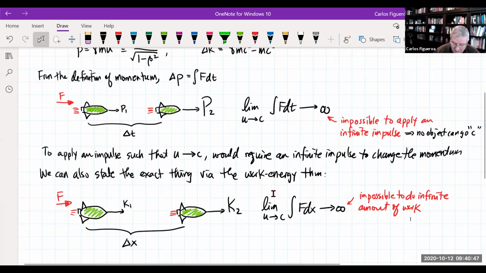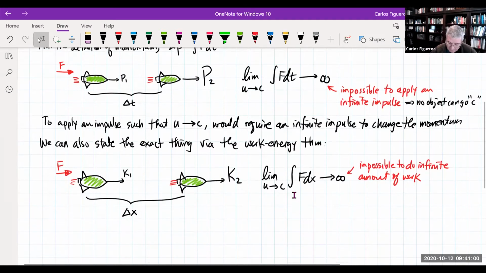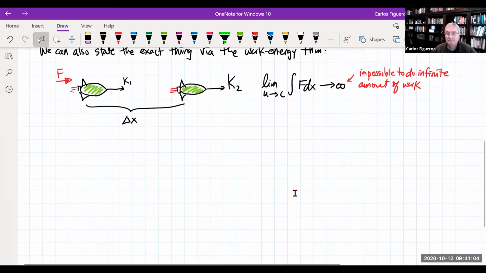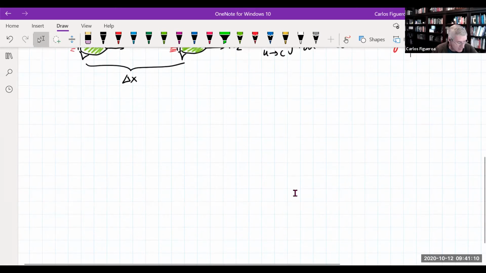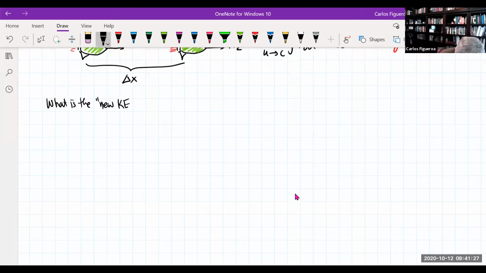So it doesn't matter how you look at this thing, it's still the same type of thing, that it requires an infinite amount of work or infinite impulse to change the momentum or to change the kinetic energy of an object. So that's the only way relativity tells you that massive objects cannot approach the speed of light. So then what we started to do here is we started to interpret this thing here. And what we did here, we started to ask, so what is the new kinetic energy in relativity? And this is what we found.